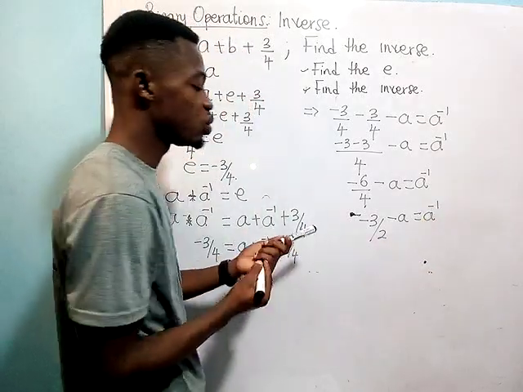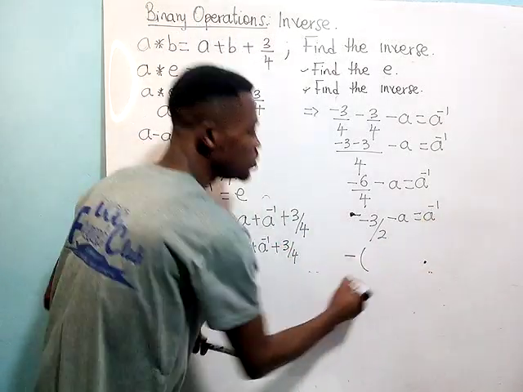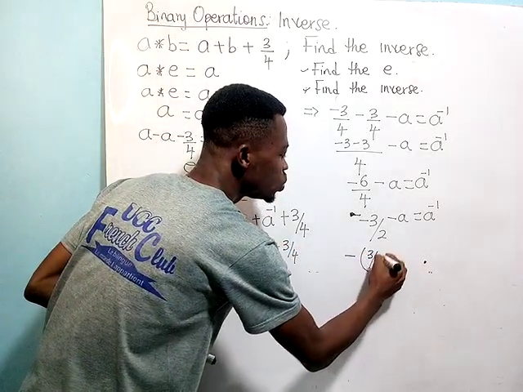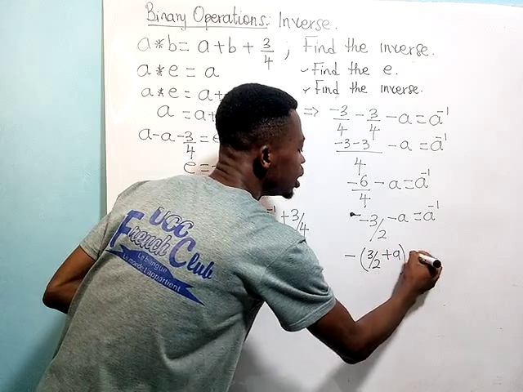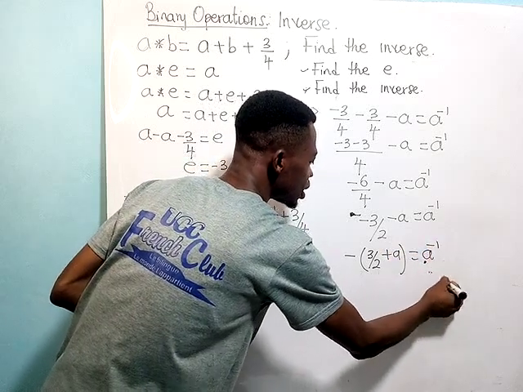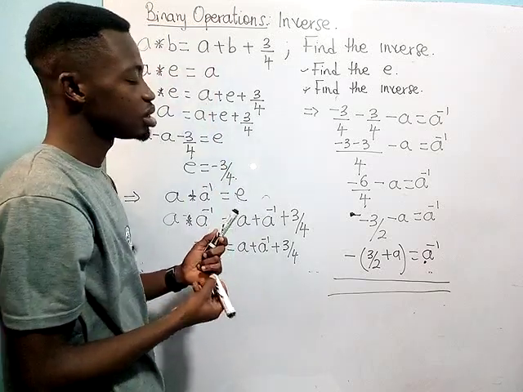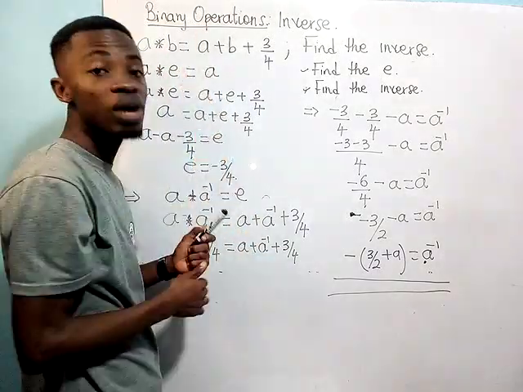If we want to stretch it, we factorize negative 1 out. We have negative, 3 on 2 plus A is equal to the inverse. And this is the inverse of the question.